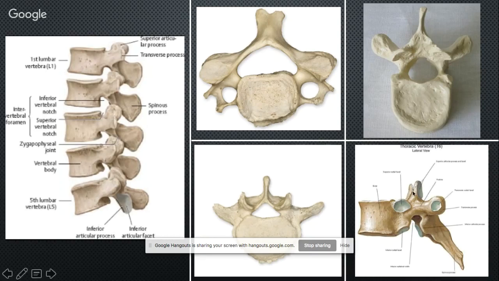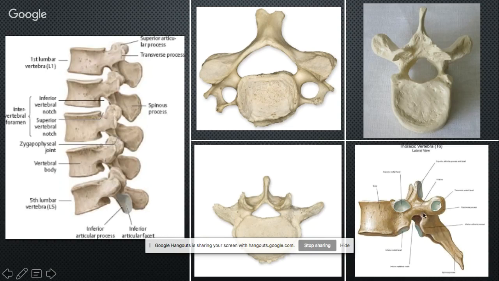The next one, superior articular process right here, and then the superior articular facet. Be careful when you're naming these. The facet is the surface where it connects, and the process is just the bony protuberance, I guess you could say. So this is the superior articular process, superior articular facet. This one down here is the inferior articular process, and this blue right here is the inferior articular facet.